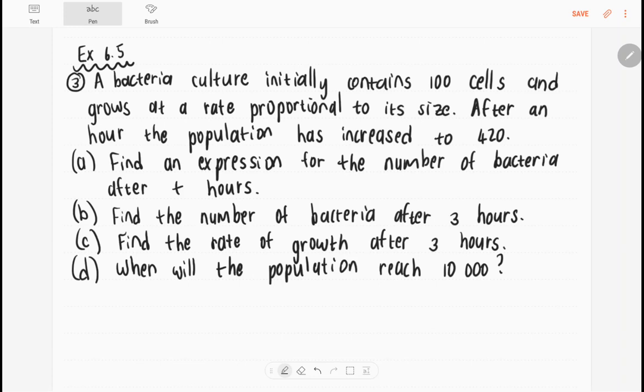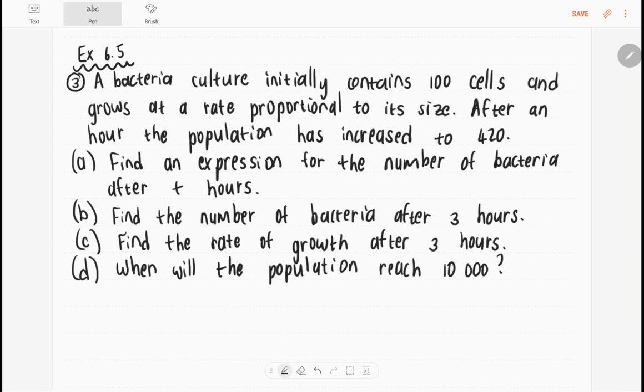Next, we are looking at the exercises under section 6.5, and we are looking at number 3. It says, a bacteria culture initially contains 100 cells and grows at a rate proportional to its size. After an hour, the population has increased to 420.